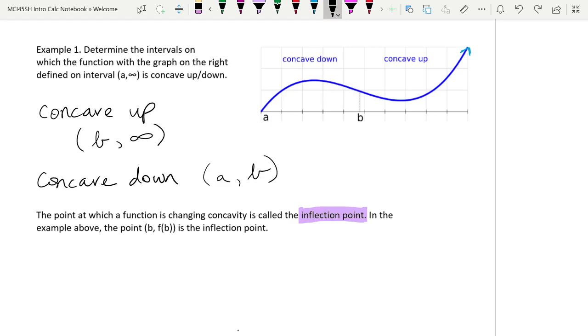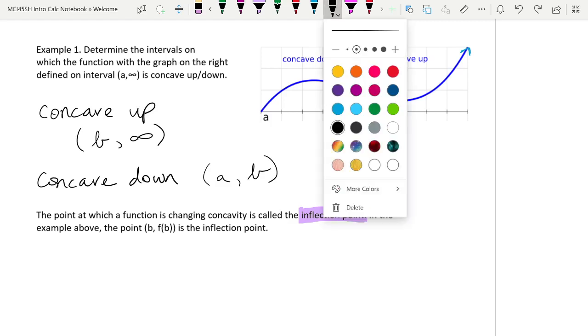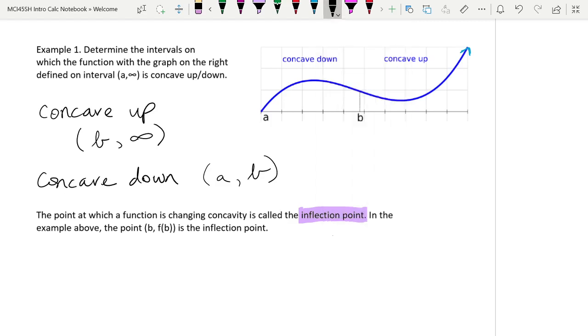Well, the second derivative test is going to tell me that it's where it changes from concave down to concave up. So it's a point where the direction changes. Or maybe to put it better, it's the point where concavity changes. So B comma f of B is going to be my inflection point.